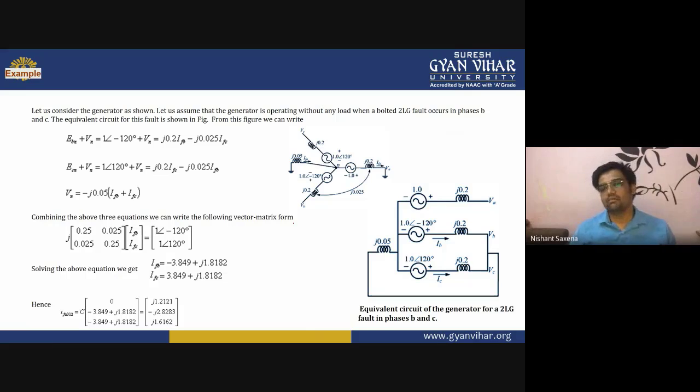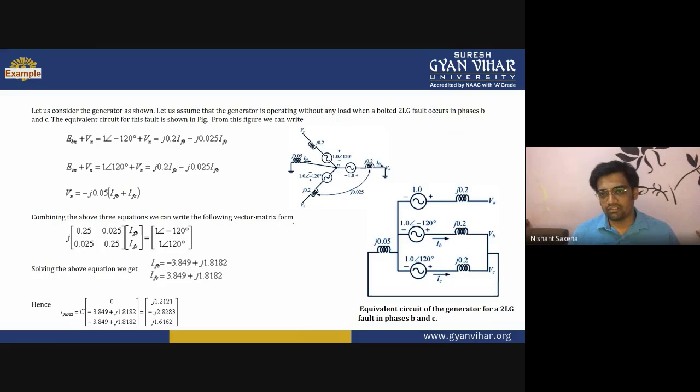Now consider this same example as shown in the previous two examples. Let us consider the same generator as shown in this figure as well, and let us assume the generator is operating without any load and a bolted double line to ground fault occurs in phase B and C. That means your ZF is assumed to be equal to 0, and the equivalent circuit of the fault is being shown to you.